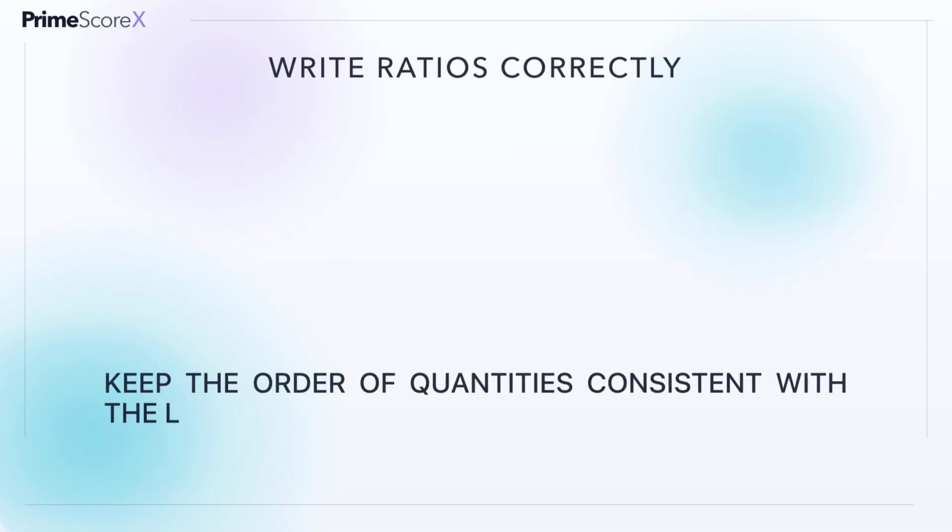If a class has 12 adults and 8 teenagers, the ratio of adults to teenagers is 12 to 8, which simplifies to 3 to 2. The ratio of teenagers to adults is 8 to 12, or 2 to 3. Both are valid, but they answer different questions. Label each quantity before simplifying so you do not reverse the order.